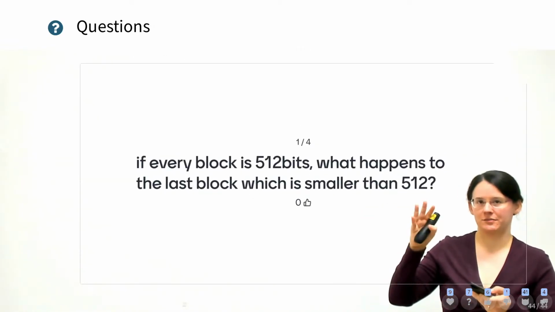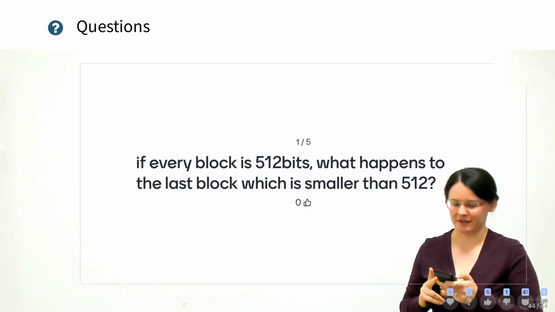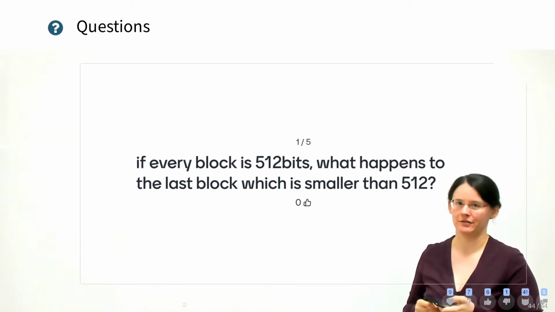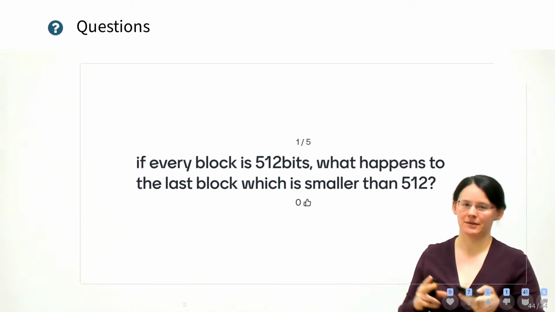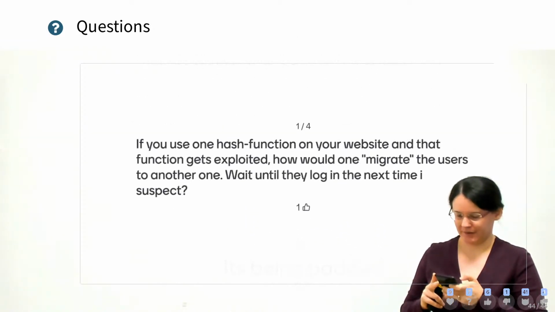What if the last block is smaller? You do this padding stuff. Actually, you do the padding always, even if the last block is a full multiple of 512. So you simply add some bits at the end that also go into the hash. Being padded, yes indeed.